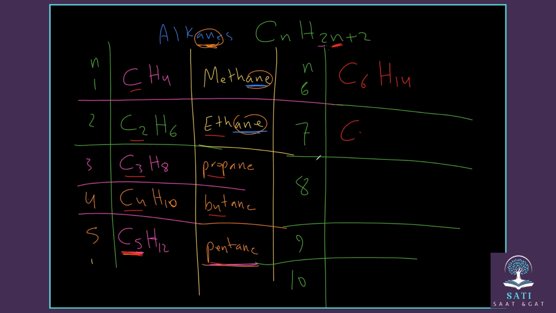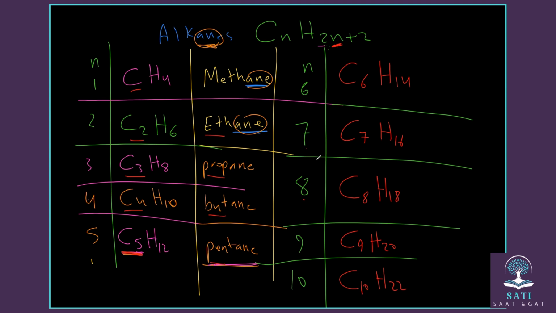Okay, what about if it is 7 here? It's going to be C7, and H will be 7 times 2. It's going to be 14 plus 2, which is 16. And here when n is 8, that means C8, and H will be twice the 8, which is 16 plus 2, that is 18. Here it's going to be C9, and H here is going to be 9 times 2, 18 plus 2 is 20. And here it's going to be C10, so H will be 10 times 2, 20 plus 2 is 22.